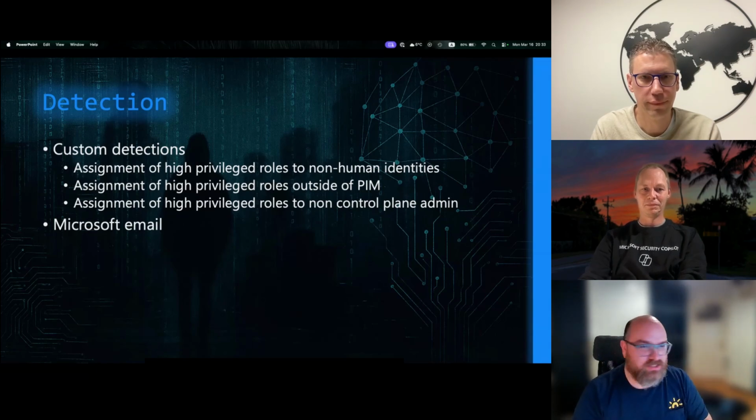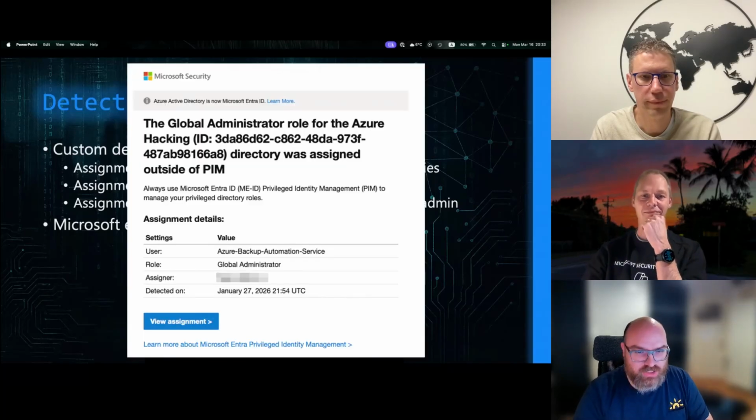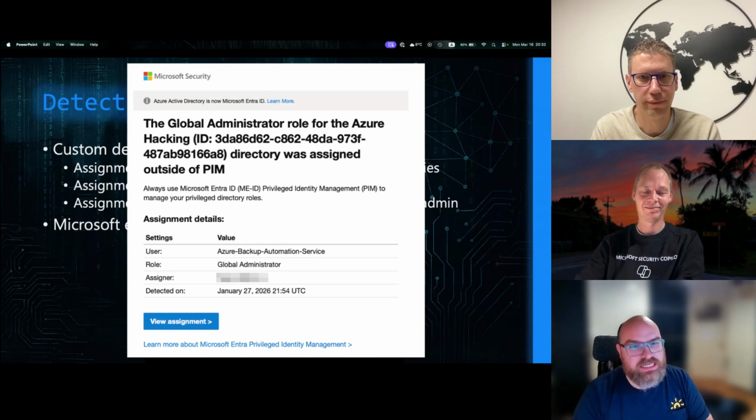Because you will get a Microsoft email. And as you can see, it's a nice information. Hey, there's now this role assigned to somebody, and this happened then and then. This definitely is the reason why you should have active email addresses, and you can use plus addressing in there for your global administrators in your tenant, and make sure that you monitor those email boxes as well.